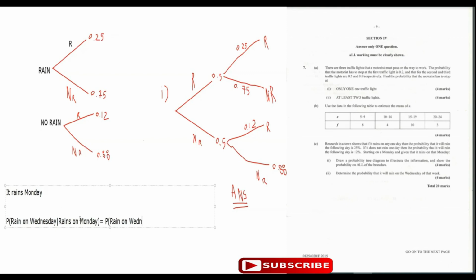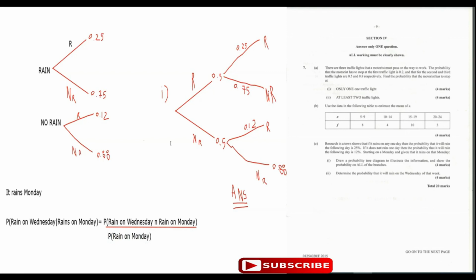The probability of A given B is equal to the probability of A intersect B divided by the probability of B, the probability that it rains on Monday. All right, so we need to find this. What's the probability that it actually rains on Monday?